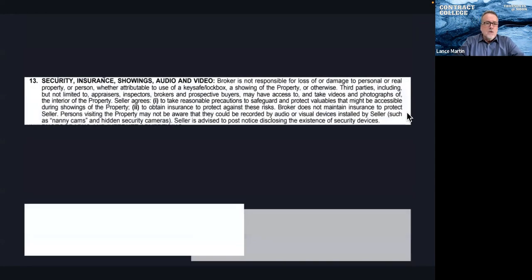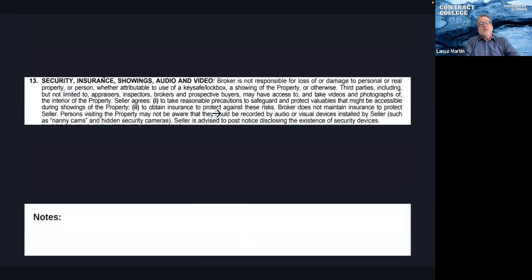Moving right along. Security, insurance, and showing. We're telling the seller, maintain your security system, keep your insurance in place, be aware that people are going to come in your house, don't leave your jewelry out, and so on. If you have security cameras, be aware that there are security cameras, and this is more of a disclosure to a buyer than anybody else. By the way, what do I mean, to a buyer?